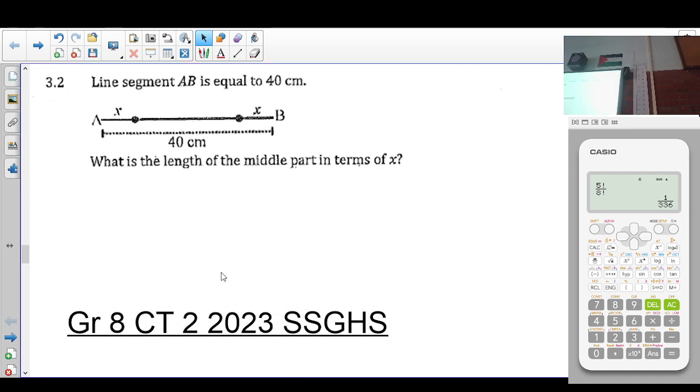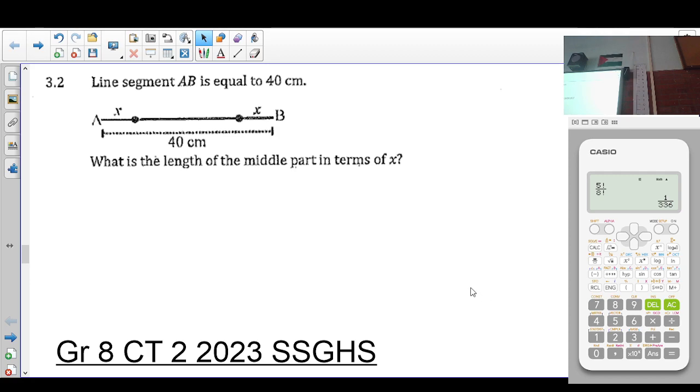The line segment AB is equal to 14 centimeters. So from A to B, this whole line is 14. What is the length of the middle part in terms of x? So this part here they're referring to. So what is this length there? Is x. And here, x. So if this was 2 and this was 2, then what would this length be?